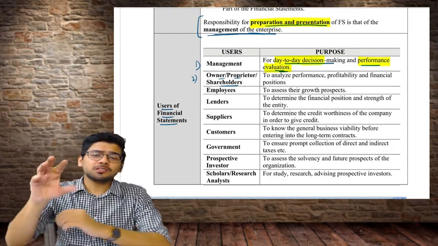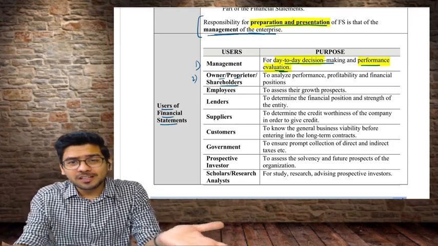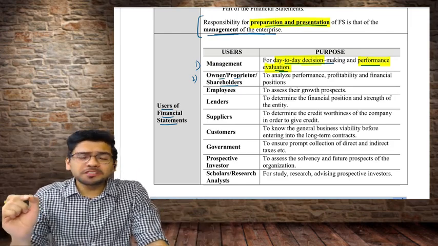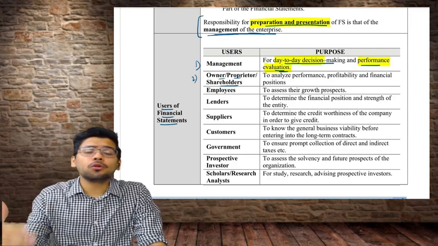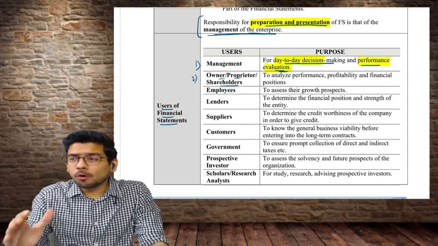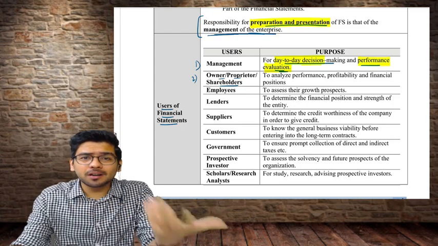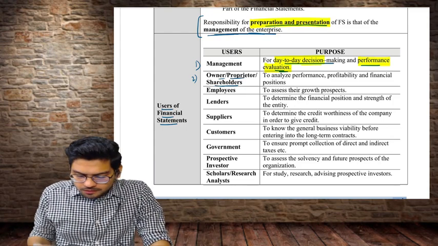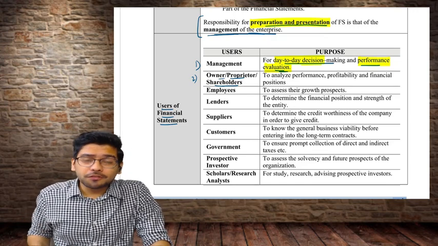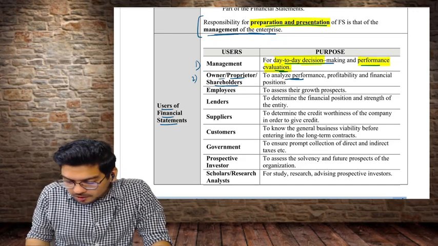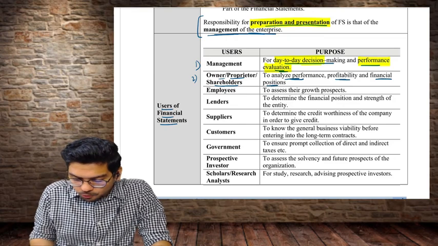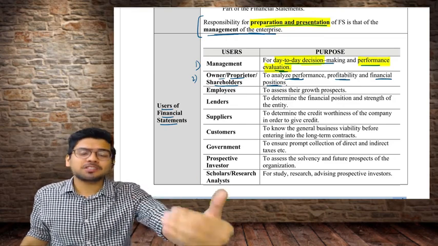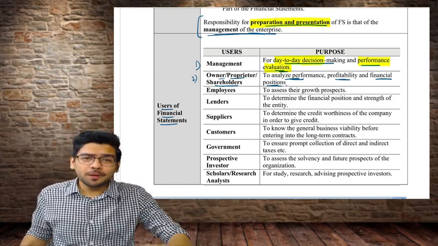The shareholders, because they invest their hard-earned money in a company, would always want to know how the company is performing. They would always want to know the affairs that are being conducted in the company. So the owners, the shareholders, are one of the users of the financial statement. They analyze the performance, profitability, and the financial position of the company in which they are the owners or the shareholders.